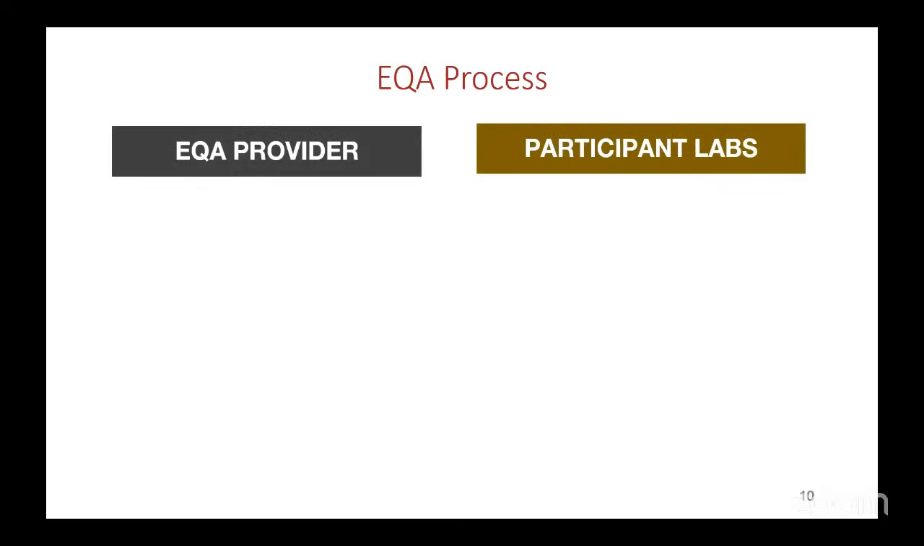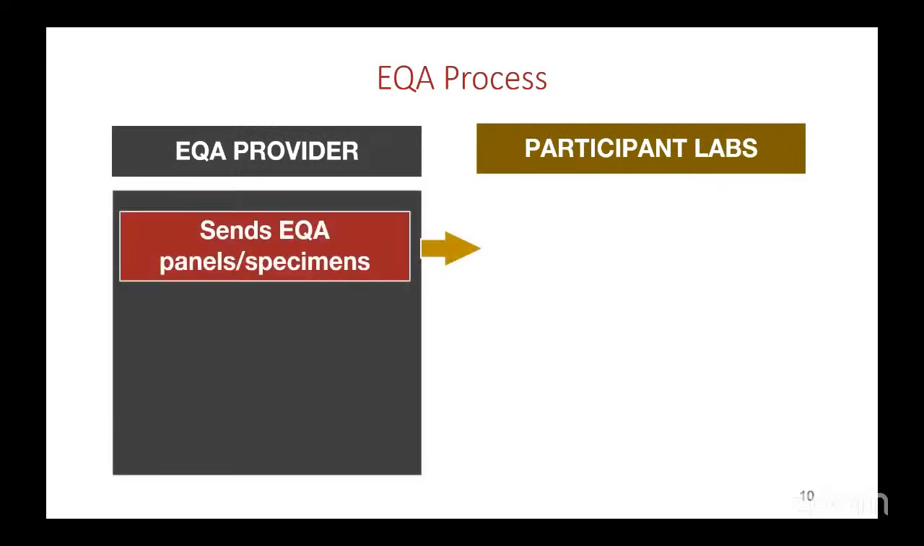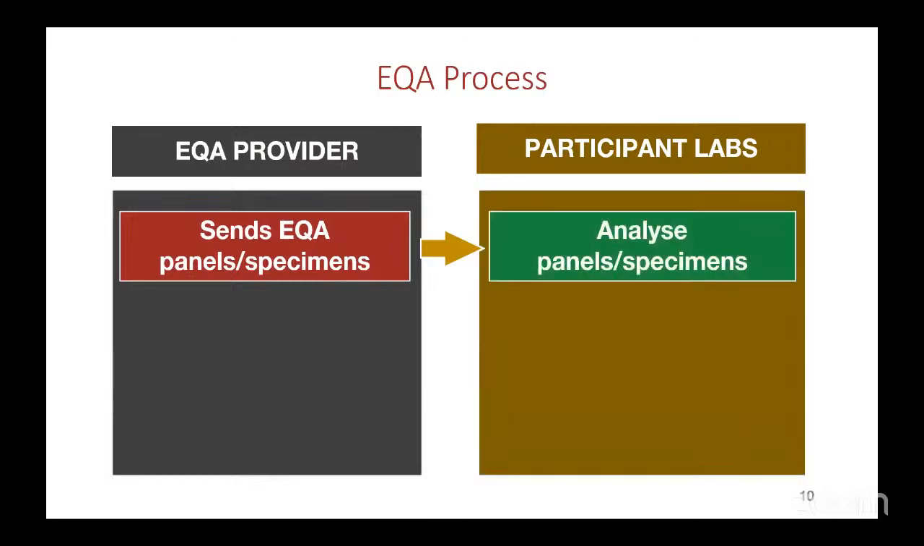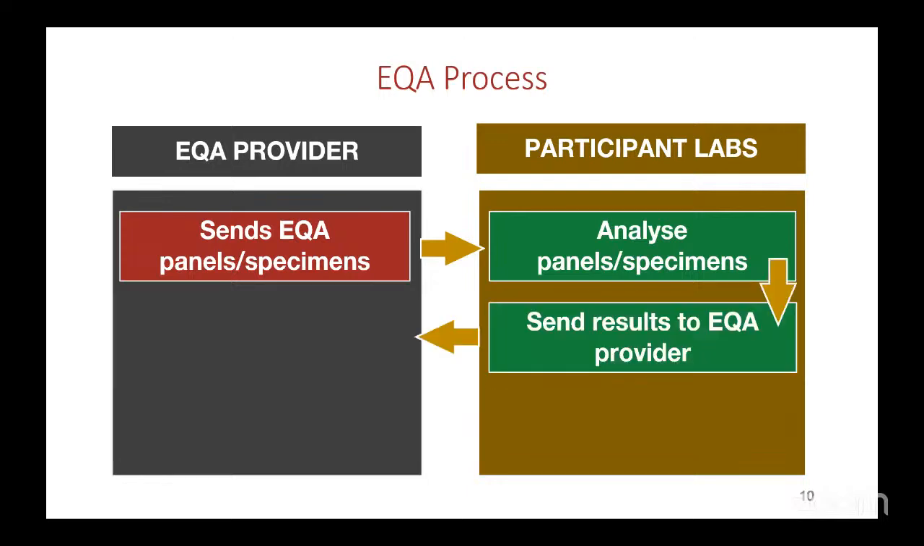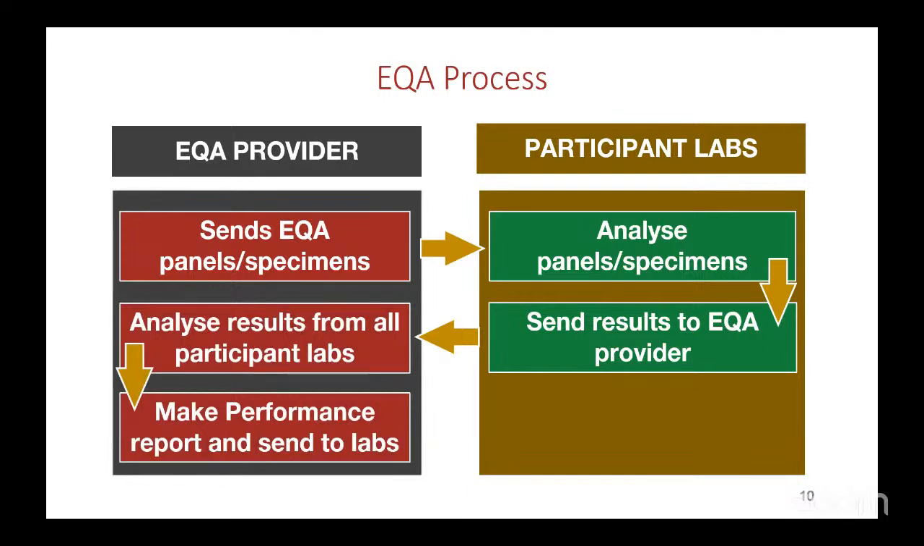Now, the EQA process includes an EQA provider and a participant lab. The EQA provider sends you the EQA panel, the specimen. You, the participant lab, analyze the panel and the specimen. When you analyze the specimen, you send the result to the EQA provider. The EQA provider analyzes the result from your lab, makes a performance report and sends it to the lab. So they give you feedback based on your performance, whether it is acceptable or not acceptable.